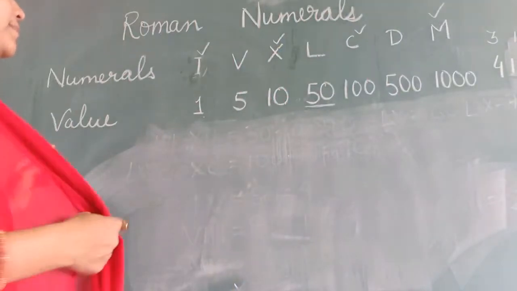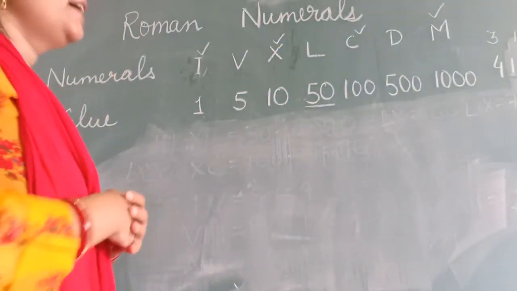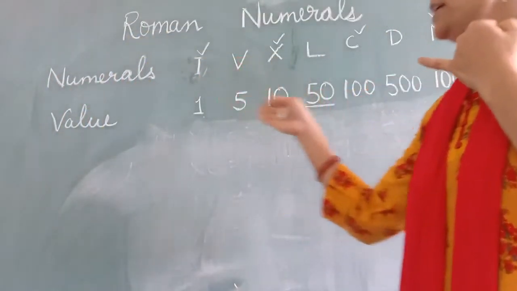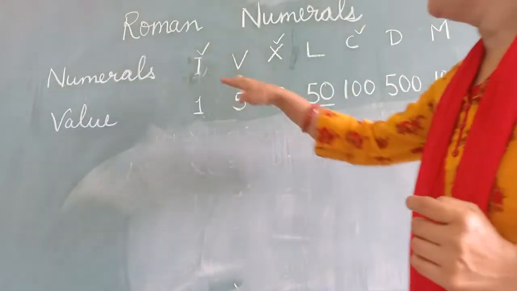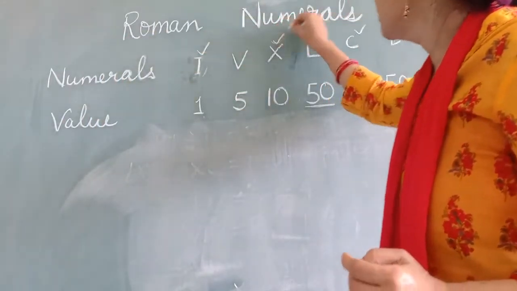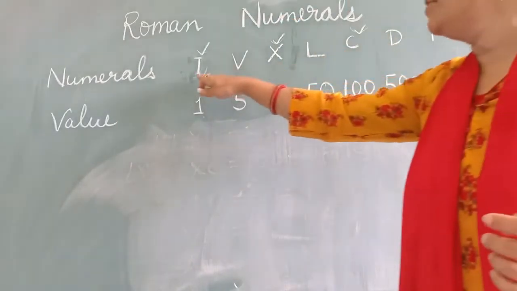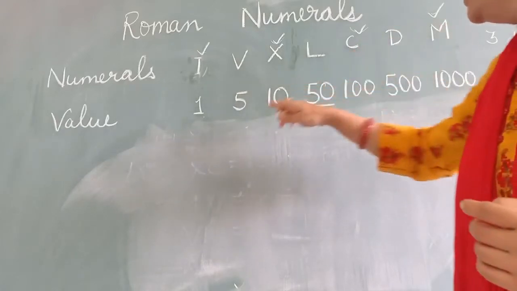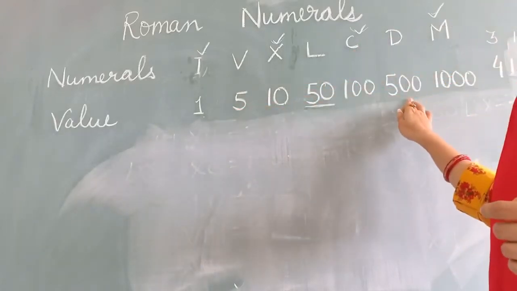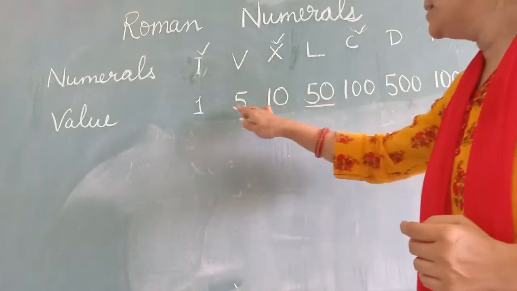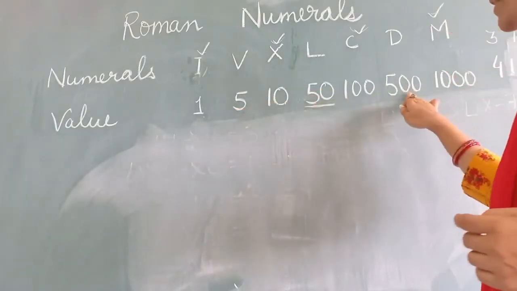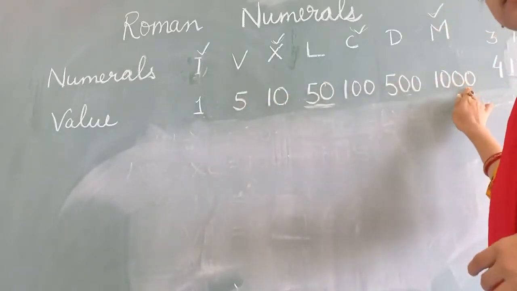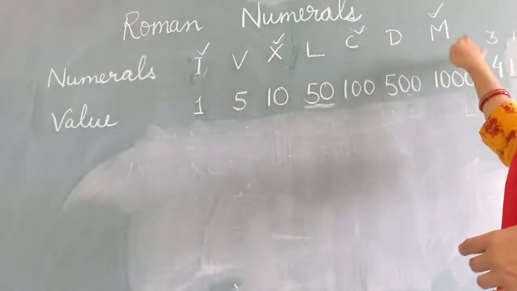After this, you will know that you can write any number by the repetition of these numbers. But there is a rule: we can repeat only these numbers alternately. You can see 1, 10, 100 and 1000 we are repeating. We are not repeating 5, 50 and 500. We can't repeat 5, 50 and 500. Only 1, 10, 100 and 1000 are repeated. That means I, X, C and M.